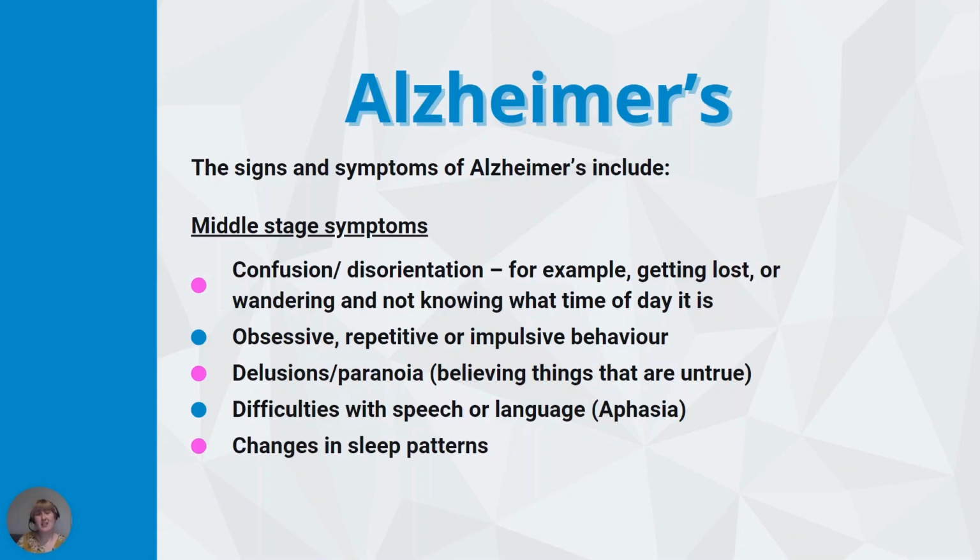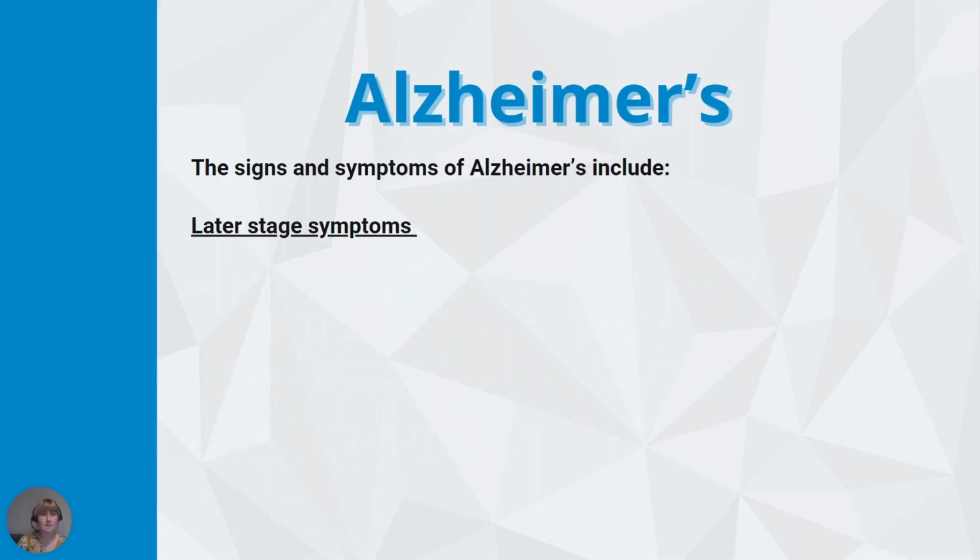They could have changes in their sleep patterns. So again, if you think about them having confusion with daytime and nighttime, this could be a contributing factor to the change in sleeping patterns. They can also have a change in mood, as well as hallucinations, as already mentioned, with regards to the delusions and paranoia.